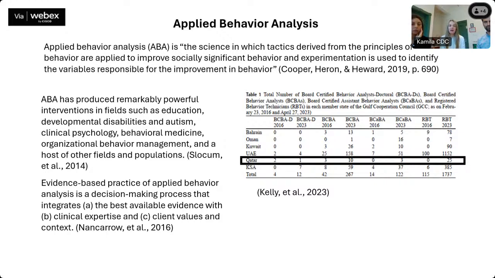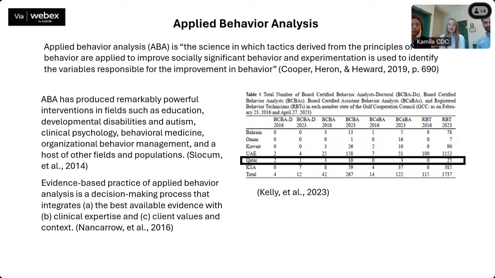And ABA is recognized in many fields such as education, psychology, behavioral medicine, and others. And it's, of course, an evidence-based practice, and it is recognized by many international organizations such as CDC or American Pediatric Association as a gold standard treatment for children with autism. And this is what we are practicing here locally at Child Development Center.